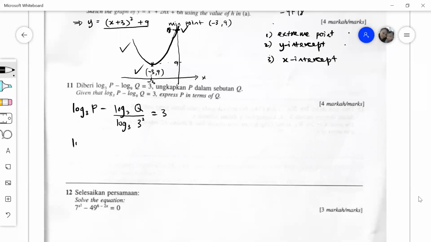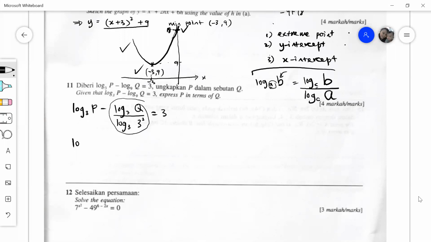Yes. Change base. This one is the process to change base. So log base A of B. If I want to change to base C, I introduce log base C of B. This is base A. I want to change to base C. What do I do? I just introduce log base C of B. Then we divide by log base C of the original base A. This is the formula to change the base. Is that okay?